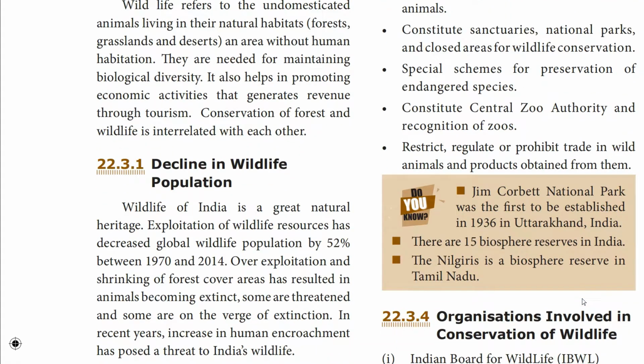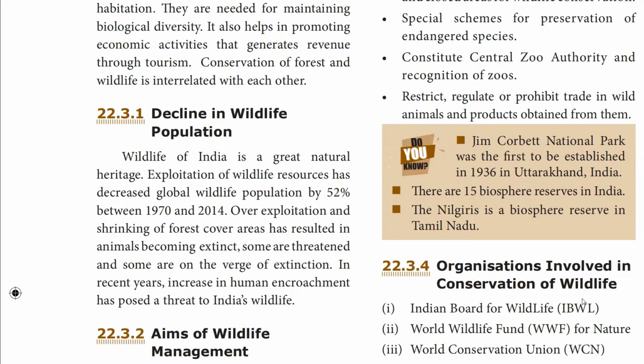Decline in wildlife population. So wildlife in India had a great natural heritage. So exploitation of the wildlife resources has decreased global wildlife population by up to 52% between 1970 and 2014. Because of the overexploitation and shrinking of the forest cover, animals have become extinct, and some are threatened to the verge of extinction. And in recent years, human encroachment has posed a threat to the wildlife.